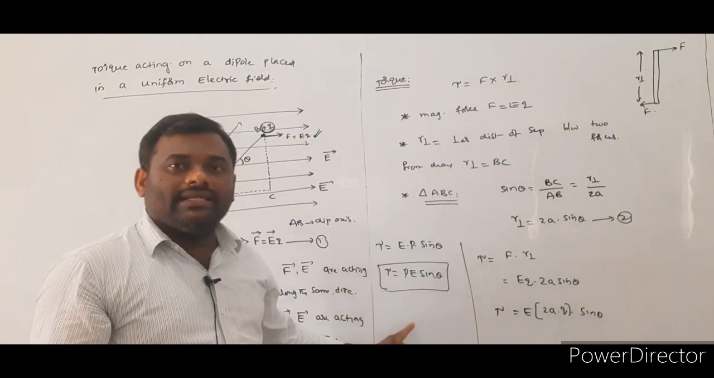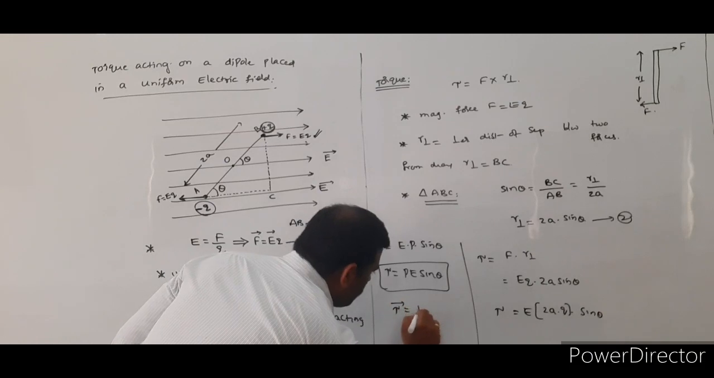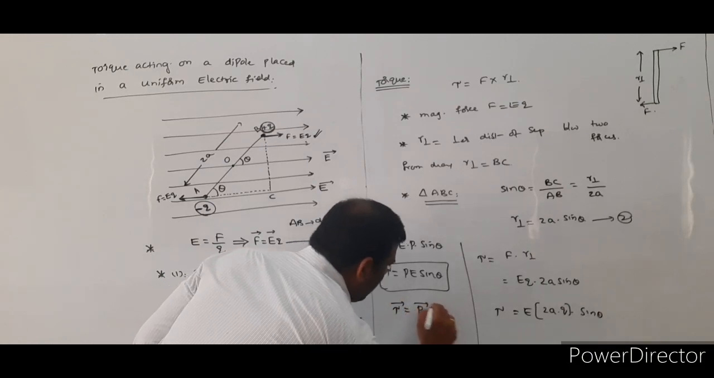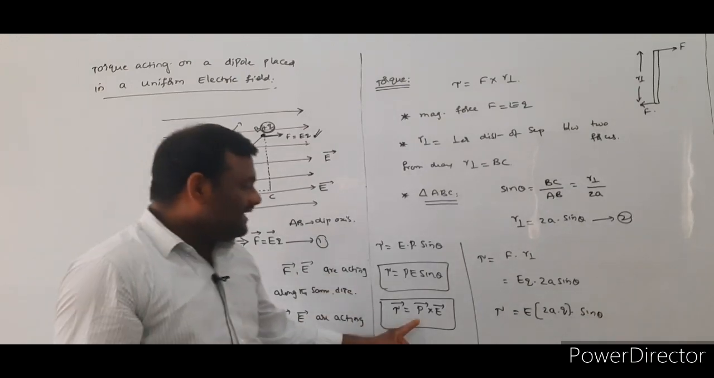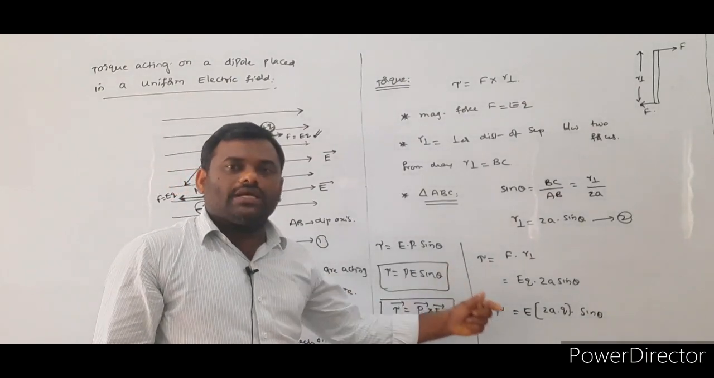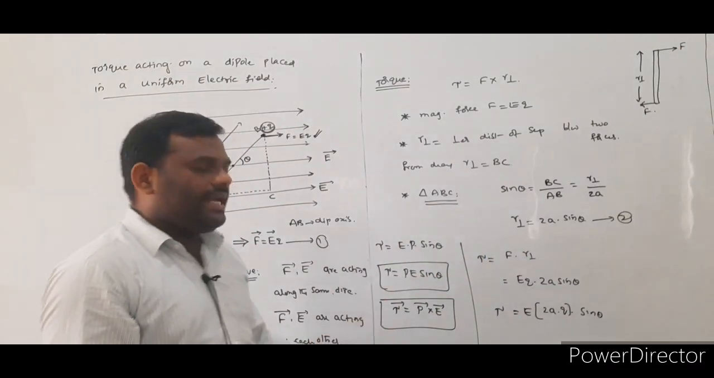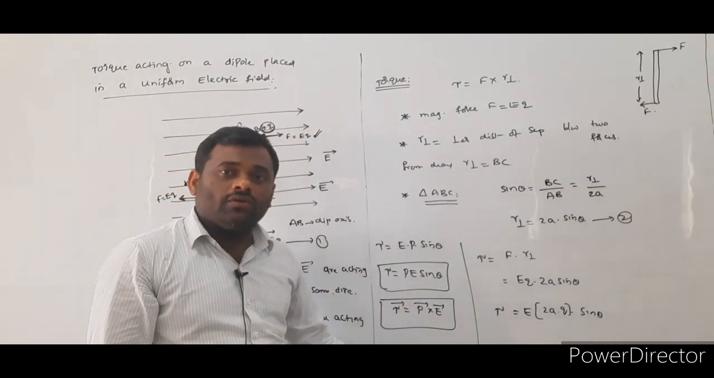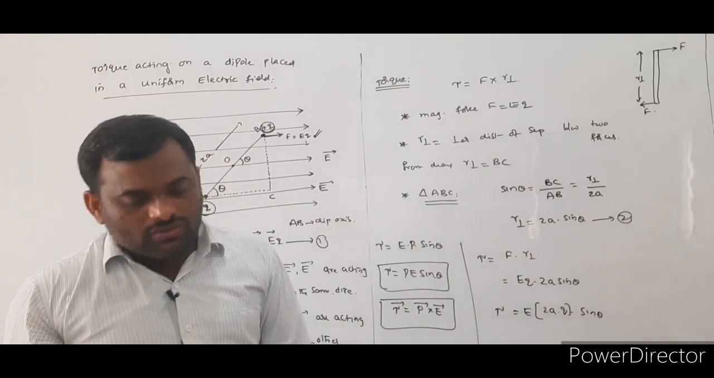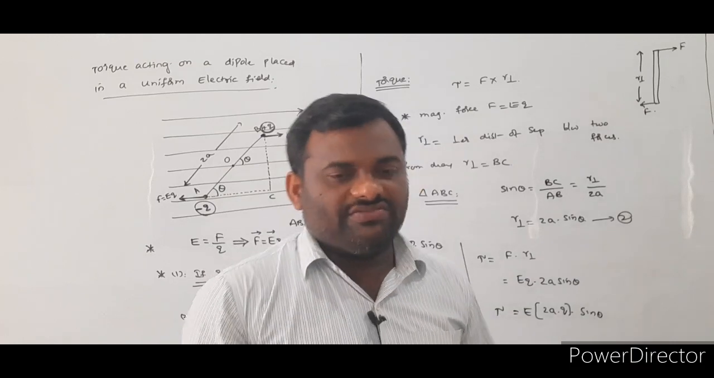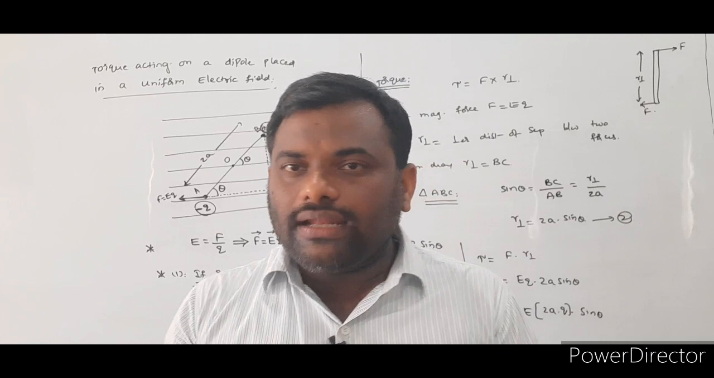If you want to represent in the vector notation, we will write tau bar is equal to P bar cross E bar. Since electrical dipole moment is also a vector quantity and electric field intensity is also a vector quantity, the torque should be represented in the vector notation. Tau bar is equal to P bar cross E bar. So this is the required expression for the torque acting on the given dipole.